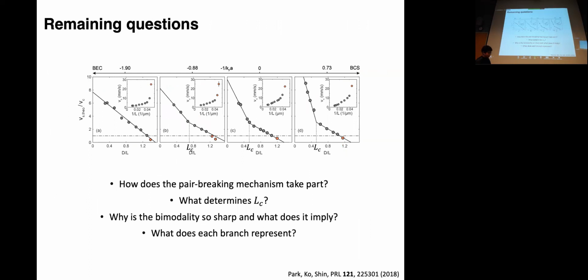Okay, so we started this experiment with some very clear questions. We've tried to answer them to the best of our capabilities, but in the end, we're still remaining with a lot of questions, despite the fact that they're very interesting, such as how does a pair breaking mechanism actually take part in the vortex shedding dynamics?